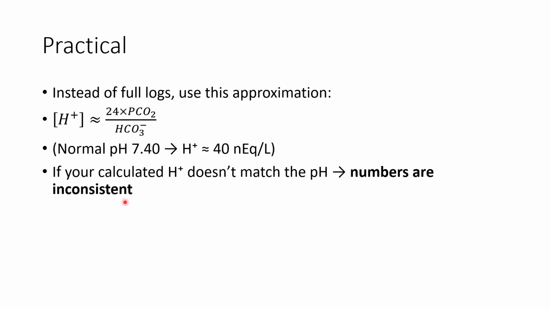Obviously, you cannot always calculate logarithms. So you can use an approximation in which you calculate H plus, which is 24 into PCO2 by bicarb. This is a simple equation. And then you convert that H plus into pH. Roughly, if the pH is 7.4, H plus will be 40. If it is 7.35, H plus will be 35. So if the H plus matches the pH, then it is consistent and authentic, and you can then read it.